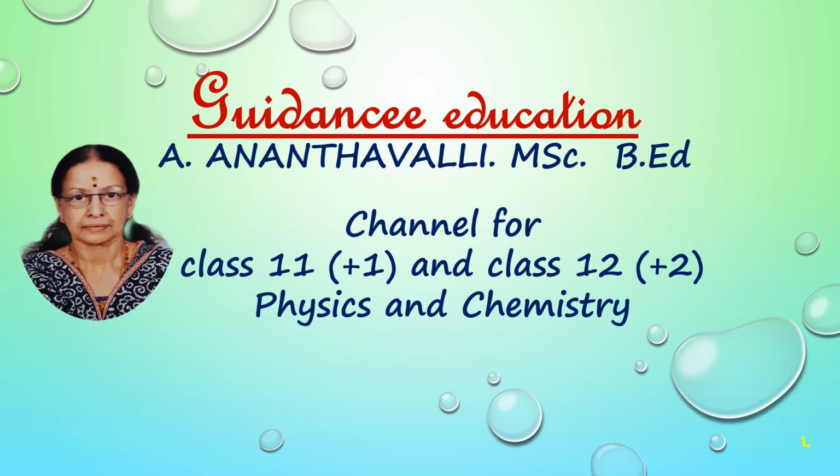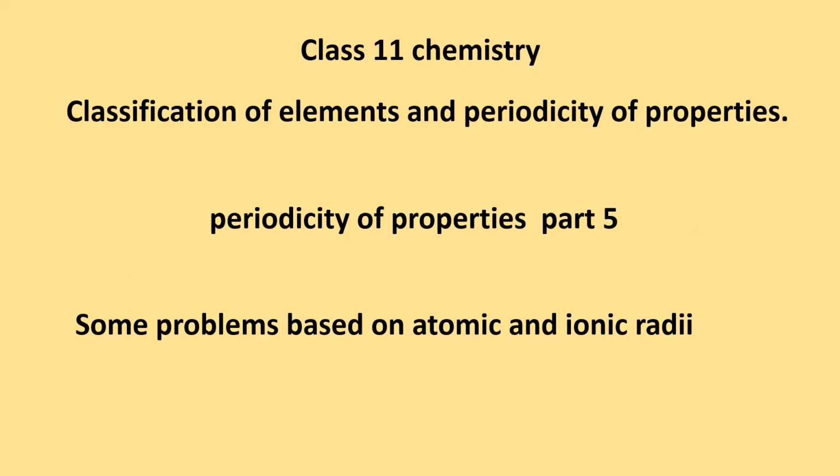Let us see the topic that is discussed in this video. We are continuing class 11 chemistry, classification of elements and periodicity of properties. Under that, this is part 5, periodicity of properties. We will be doing some questions based on atomic and ionic radii. This video will help to reinforce or understand better the points that you learned under atomic and ionic radii.